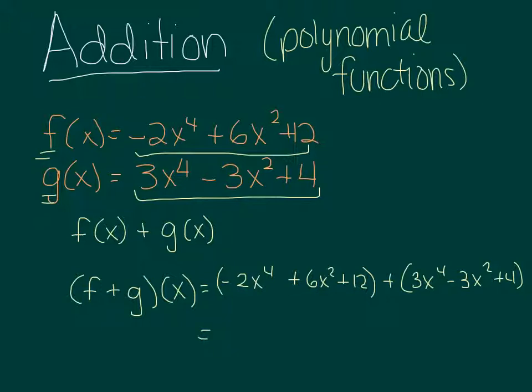So what's this going to equal? Negative 2 plus 3 on my x to the fourths. That's going to be just x to the fourth. 6x squared minus 3x squared is plus 3x squared. 12 plus 4 is 16. And this is a brand new function, f plus g of x. And its name is f plus g of x.